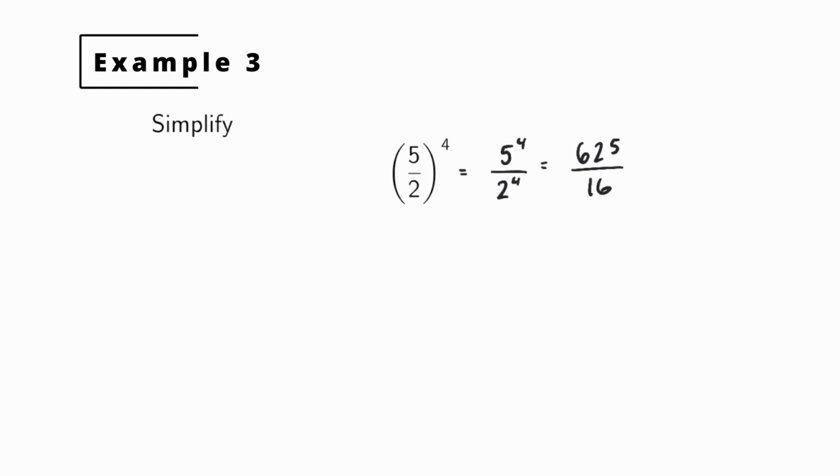Because 5 and 2 were in lowest terms, they have no factors in common except for 1. When I raise it to the 4th power, we still won't have any factors in common except for 1. So if we were in lowest terms here, we'll be in lowest terms here.